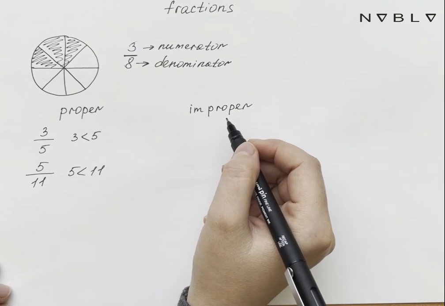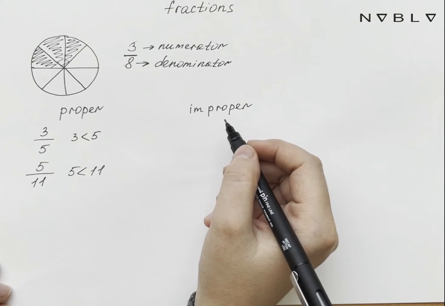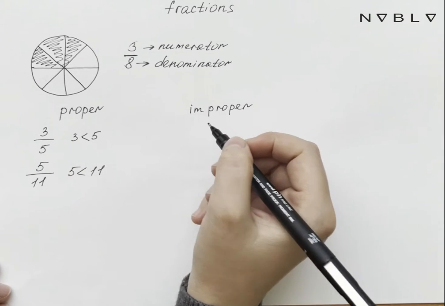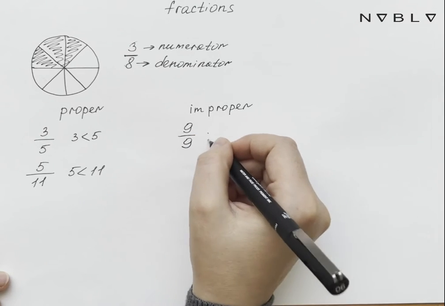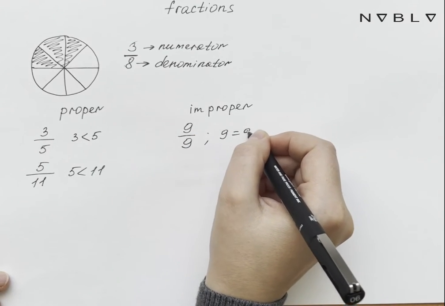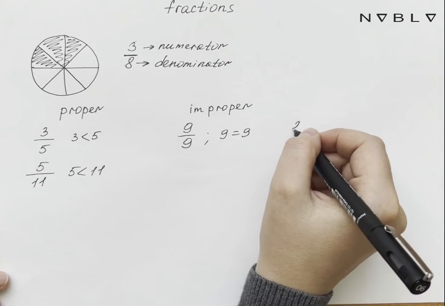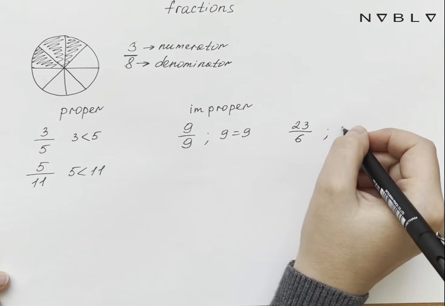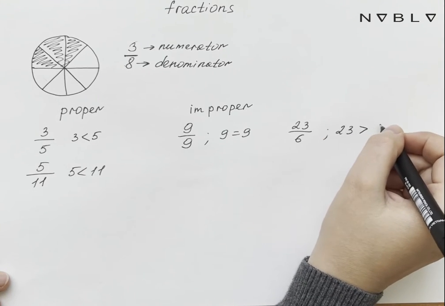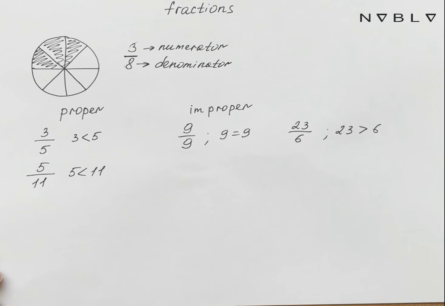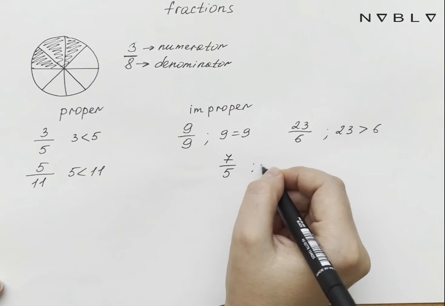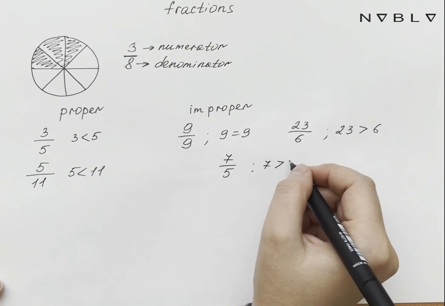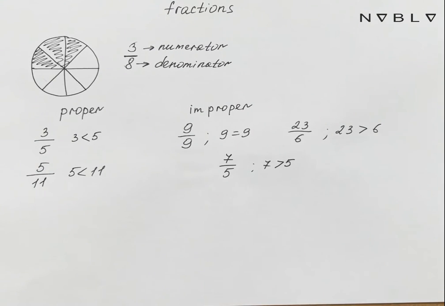Improper fraction. An improper fraction is a fraction whose numerator is equal to or larger than the denominator. For example, 9/9, because 9 equals 9, and 23/6, because 23 is more than 6. Also 7/5, because 7 is more than 5, and so on.